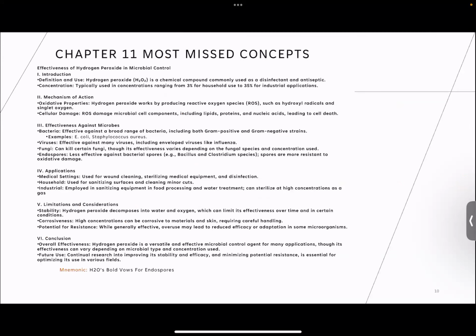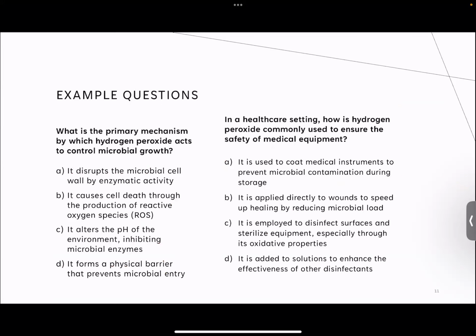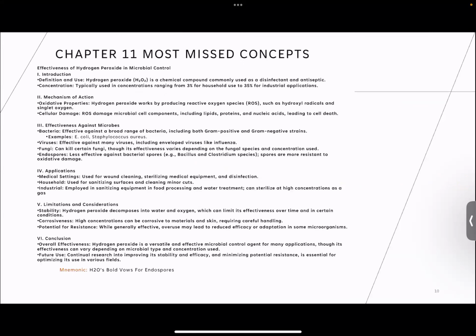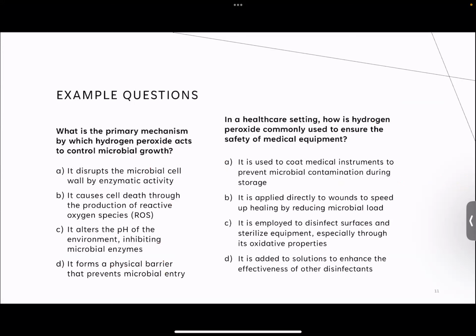All righty, Chapter 11. This is our chemical ones. So our chemical ones that are used, this one in particular is done with hydrogen peroxide. So this will go over how hydrogen peroxide works in a little more detail. What is the primary mechanism by which hydrogen peroxide, so again, it's H2O2, hydrogen and oxygen, how does it work to control microbial growth? It's got our oxygens in it, right? It's not our halogen, it's not an aldehyde or anything like that. This is our oxidizing agent.